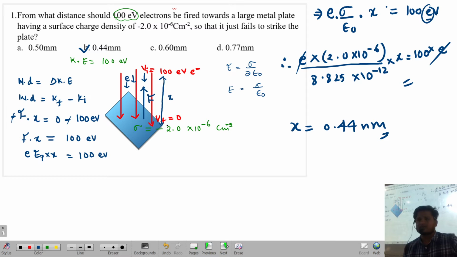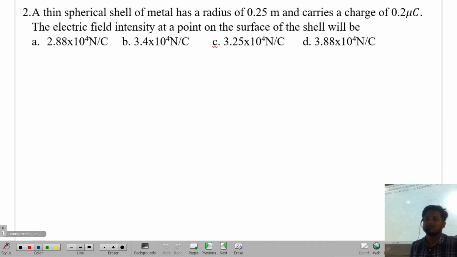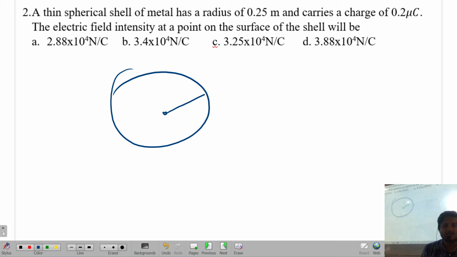Can we move ahead? Okay, moving to the next question. Question number 2. A thin spherical shell of metal has a radius R. Radius is given, charge is also given. The electric field intensity at the point P on the surface of the shell will be... Easy or not? Simple. Shell on the surface. The shell is of radius R. What is the electric field?